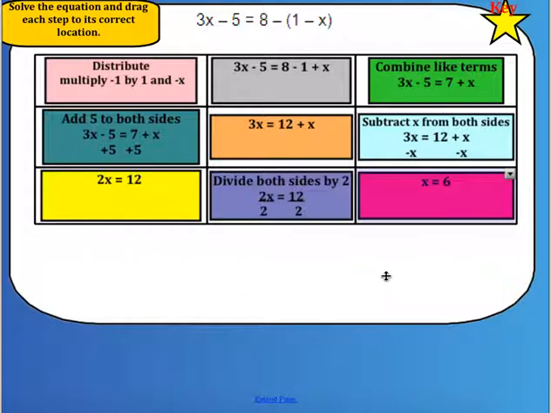This is a more complex problem that you can work through and see why these steps work. But this is what we're going to do for multi-step equations.